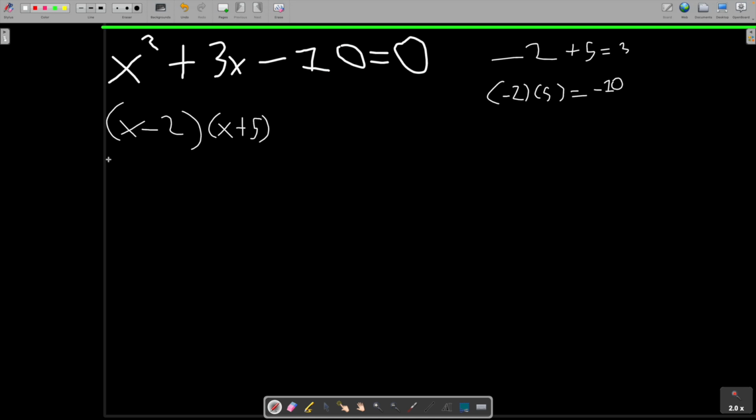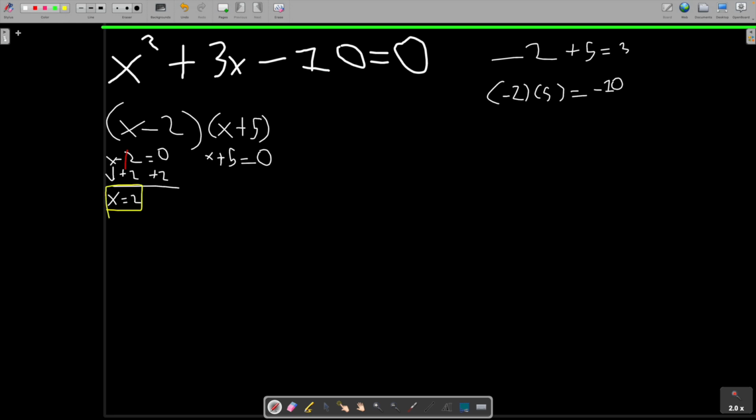So now let's use the zero product property again. We're going to have x minus 2 equals 0 and x plus 5 equals 0 too. So let's do x minus 2 first. We're going to have to add 2 to both sides for this to work. So these cancel. Bring down the x. We're going to have x equals 0 plus 2, which equals just 2. So that's our first answer.